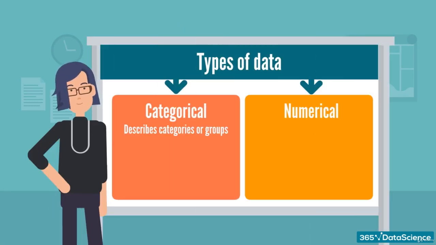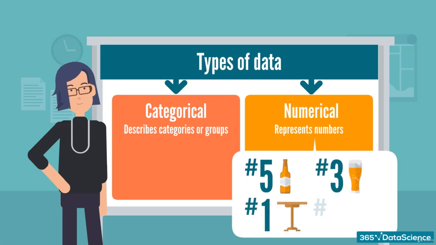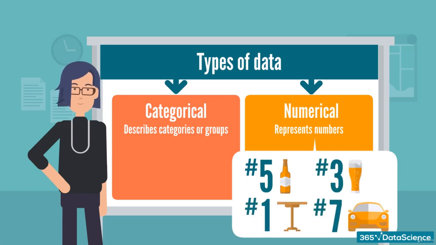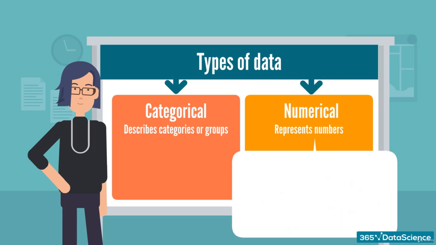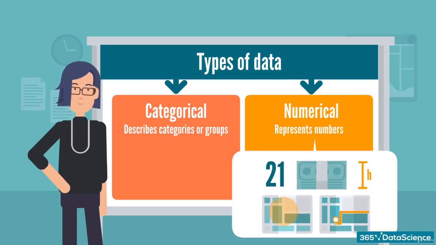All right. Numerical data, on the other hand, as its name suggests, represents numbers. Without diving deeper into that, examples are the count of objects. For instance, 5 bottles, 3 glasses, 1 table, or 7 cars. Other examples of numerical variables are age, money, height, area, distance, and so on. We can continue like this until tomorrow, but how does this help us to visualize data?